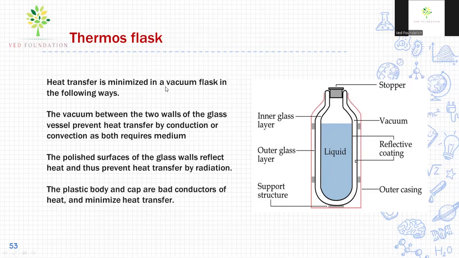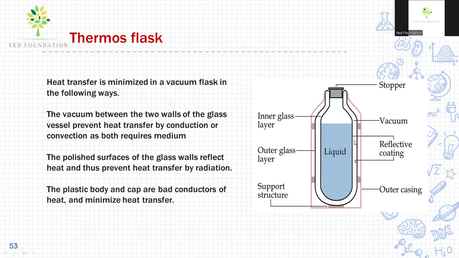Heat transfer is minimized in the vacuum flask in the following ways. The vacuum between the two walls of the glass vessels prevents heat transfer by conduction or convection, because conduction and convection do not take place through a vacuum. So because of the vacuum, heat transfer by conduction and convection is minimized. The polished surfaces of the glass walls reflect heat and thus prevent heat transfer by radiation.